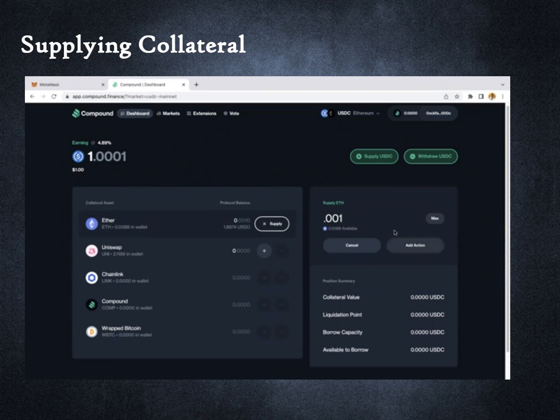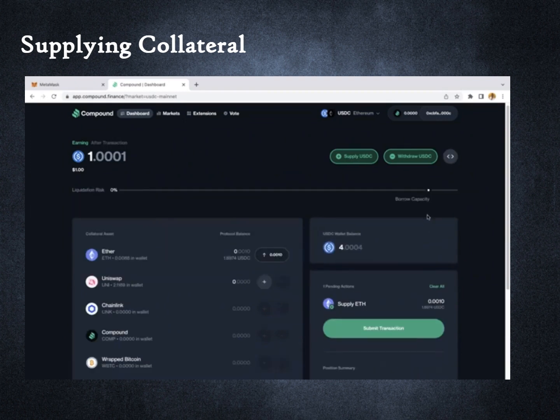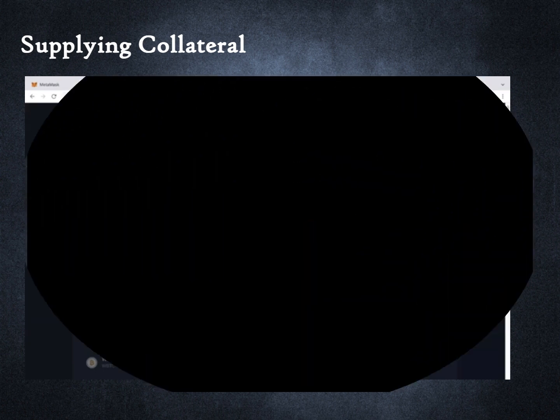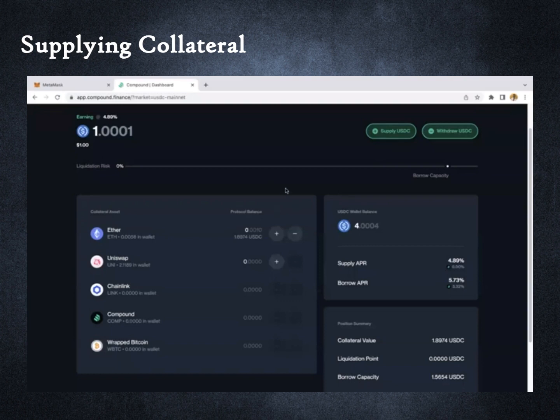These are Ether and Uni. I choose to supply Ether as collateral. After entering the amount I wish to supply as collateral, I submit the transaction for confirmation. I will now go back to the Compound Finance app to view the result of the transaction I just processed. On the left I can see the amount of Ether locked as collateral in equivalent USDC. On the bottom right I can see the amount I can borrow including collateral value and borrowing capacity.